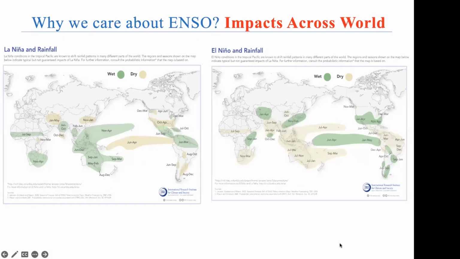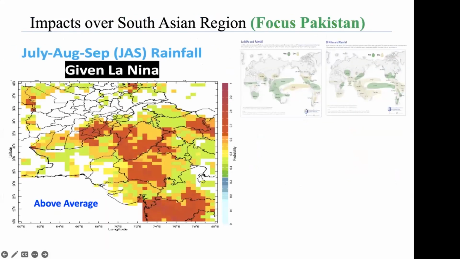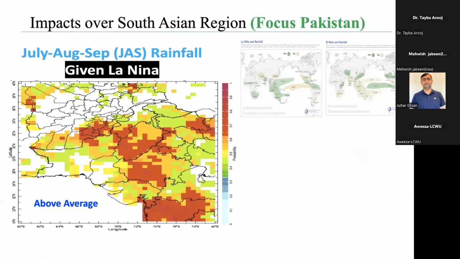So we're discussing the ENSO impacts across the world, during La Nina and El Nino. But let's focus over Pakistan. So these are across the world, and this one is just zoomed over Pakistan, but of course we have India and Afghanistan and other regions as well.